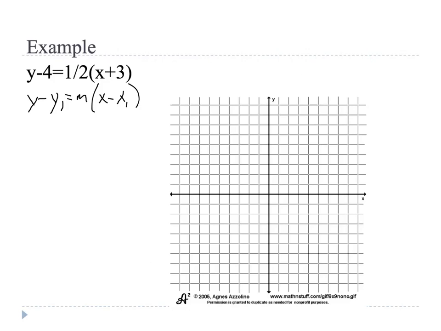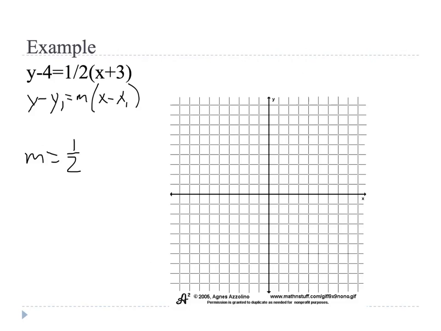First step is to find our slope. We want to find what's replacing our m. Where the m is, instead of having m, they have 1/2. So our slope, our m, is equal to 1/2.